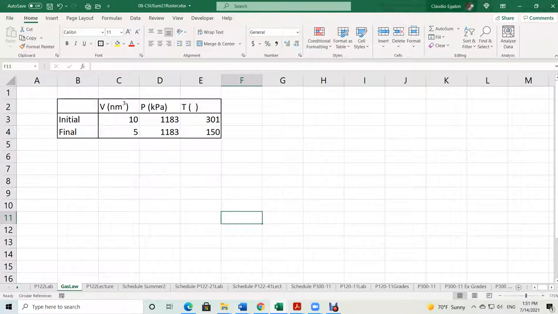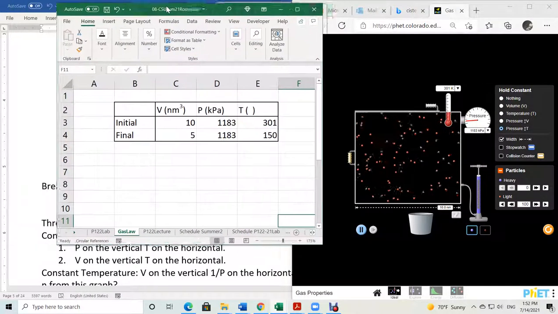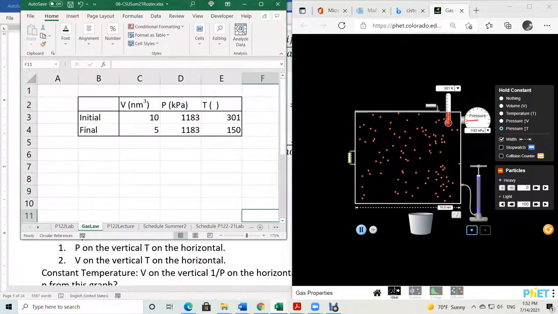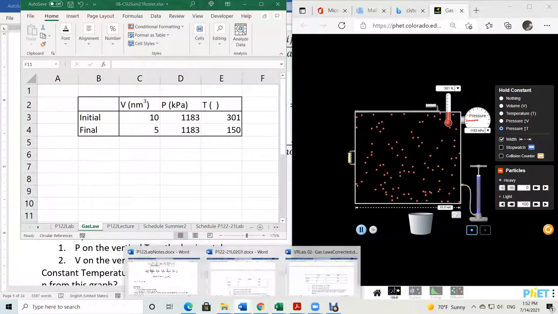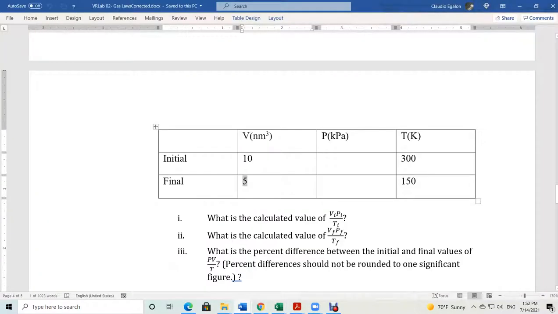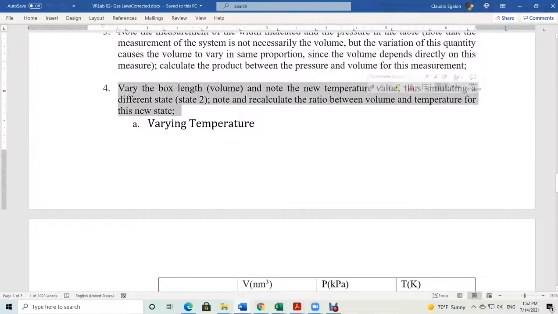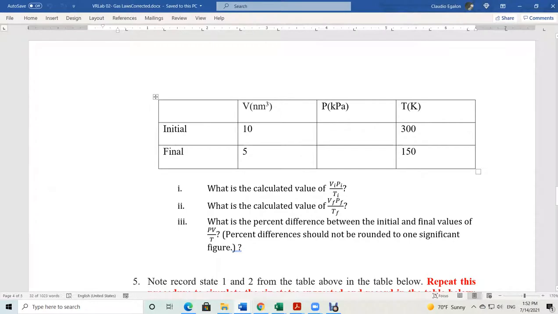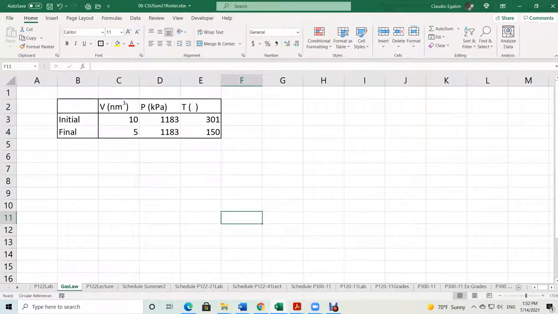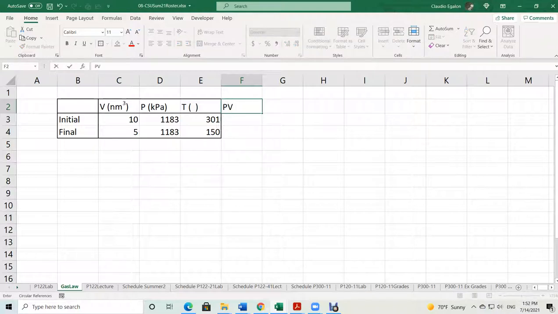And now let's see if the ideal gas law can be verified from this data. So it got corrected via the box length, we did that. What's the calculated value of VI, PI over TI? What is the percentage difference between the initial and final value? Okay, let's calculate PV over T, and then you put the units in there.